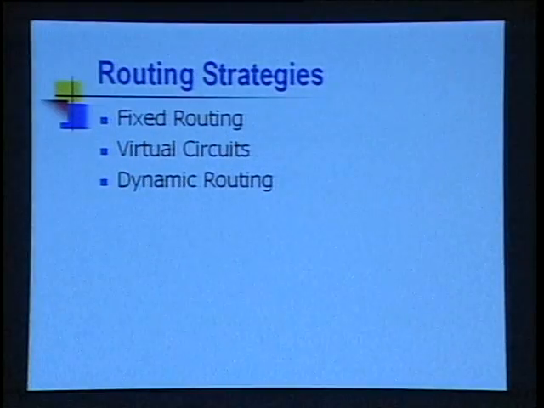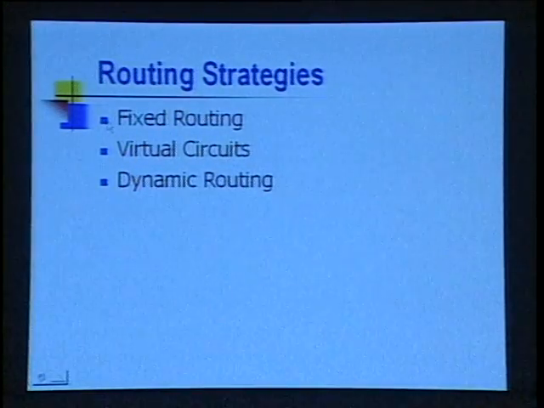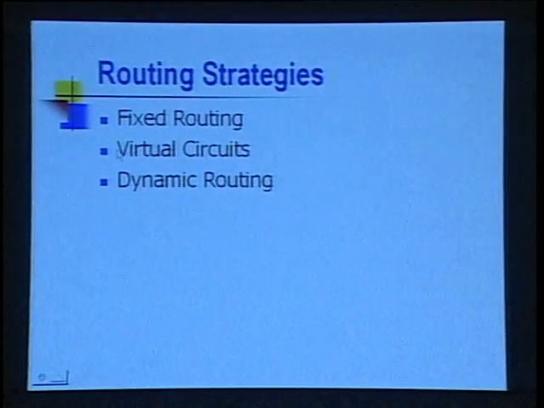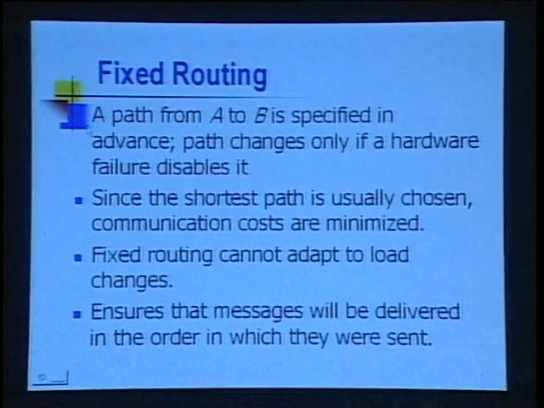The next important communication related issue in the networks is the routing strategies, and primarily there are three routing strategies. Number one is fixed routing, number two is using virtual circuits, and number three is dynamic routing. In fixed routing, a path from machine A to machine B is specified in advance, and the path changes only if a hardware failure disables it.